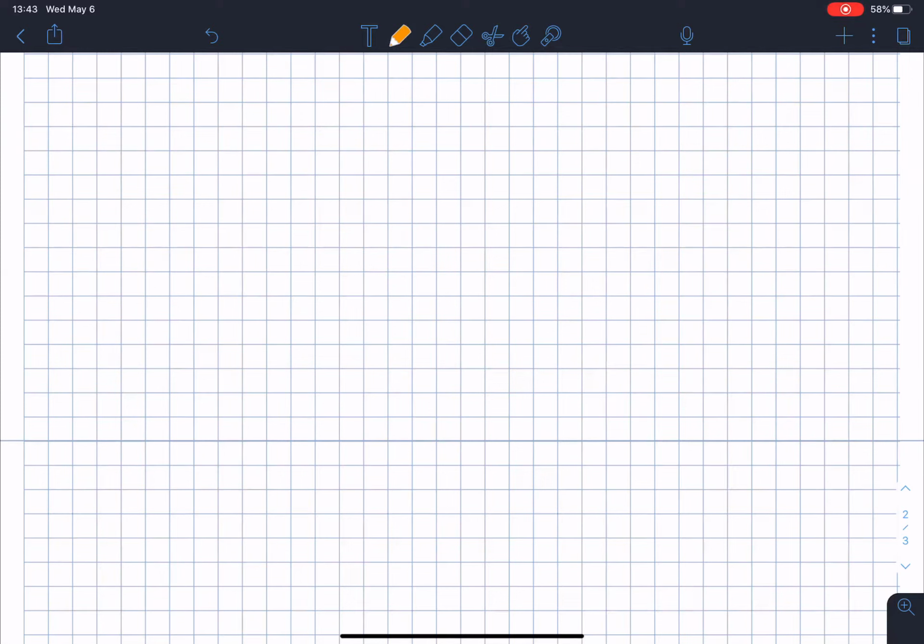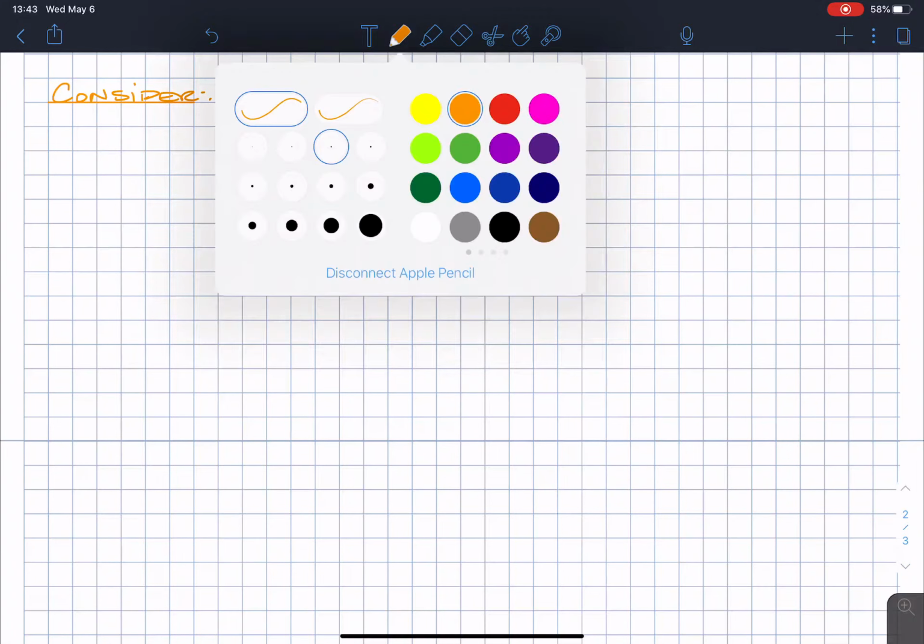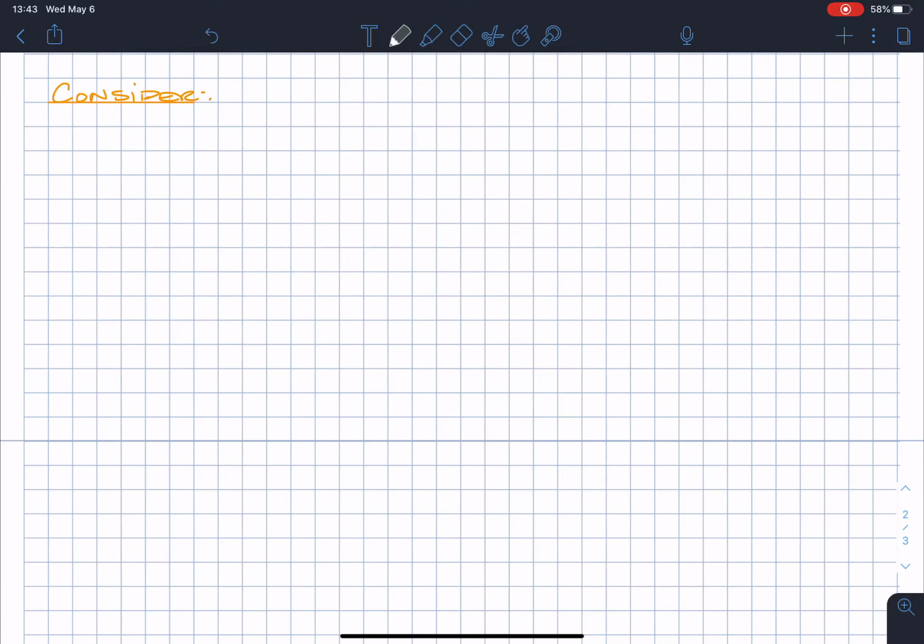Okay, so welcome to video 2 of section 8.4. So let's consider the polar plane, which is nearly the same as the rectangular coordinate plane. So we have our x and y coordinate axes as usual.